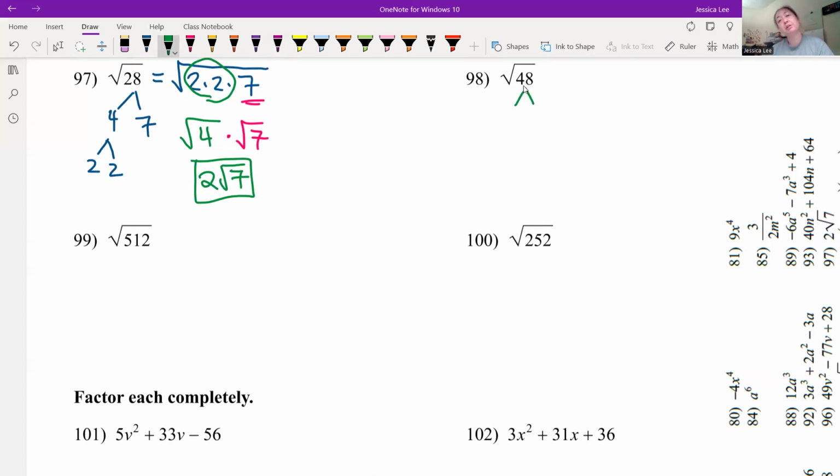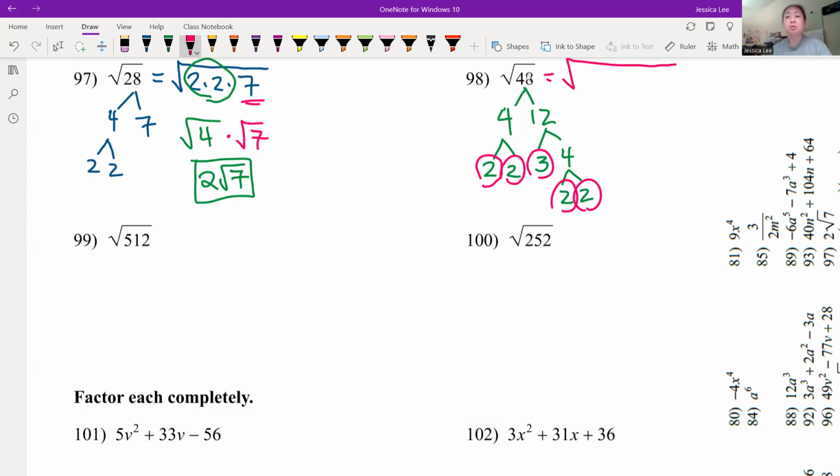So here we go. Let's take out some perfect squares for this one. We know it's going to be 4 times 12. I can break down the 4 by 2 and 2. I can break down the 12 by 3 and 4. 3 times 4 is 12. I know that I can break down the 4 with 2 times 2. See how they have no more numbers coming out of it? That's what goes in here. So the square root of 48 is the same thing as 2 times 2 times 2 times 2 times 3. I have four 2's and a 3.